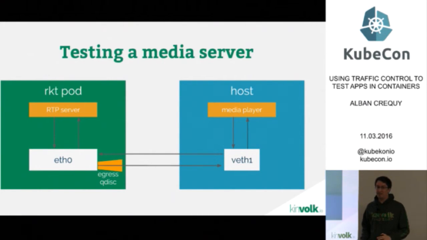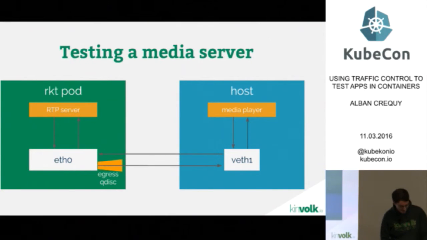RTP is supposed to be okay enough when there is a packet drop. When some UDP packets are lost, it should work. But actually, do all implementations work correctly? That's something which would be good to test. And some testing scenarios like this one are a lot easier to test if you can change the network configuration. So I will run Rocket with a media server on a container and, on the host, a media player.